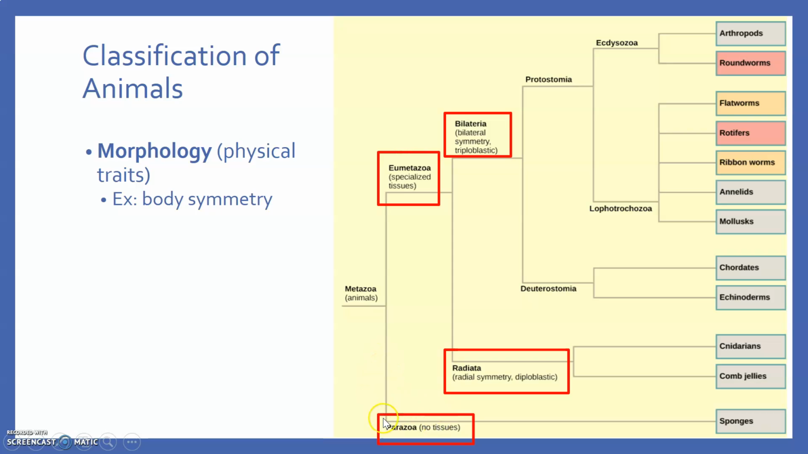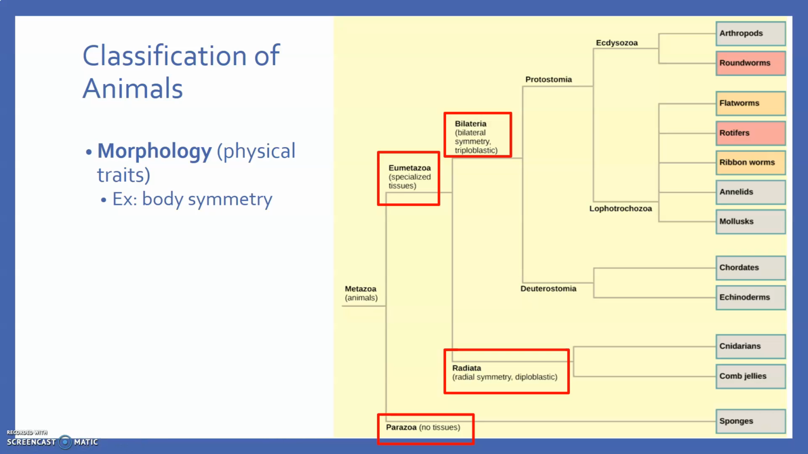Everything down here on this branch would not have tissues, so basically the sponges. And then everything up here off this branch and all of the subsequent branches does have specialized tissues. At the next branch point, you can see we've grouped animals by symmetry, where these animals up top, including the chordates, echinoderms, all of these worms, have what's known as bilateral symmetry, which is if you slice them directly down the midline, or through the nose of a human, you have two equal sides. Whereas these organisms down here have what is known as radial symmetry.